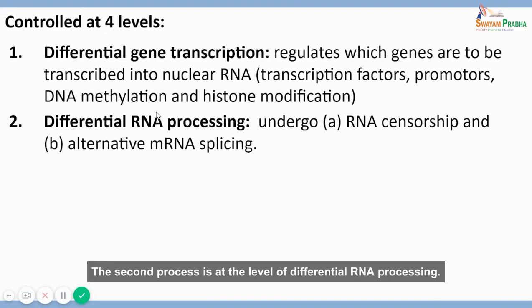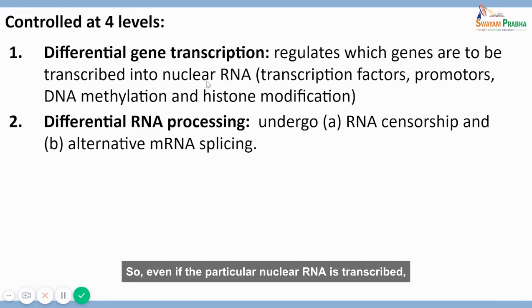So even if a particular nuclear RNA is transcribed, there is no guarantee that it will enter the cytoplasm and create a functional protein in the cell. To become an active protein, this nuclear RNA must undergo RNA censorship. That is, it has to select which nuclear transcripts will enter the cytoplasm as mRNA and which will not. And the second process, it has to be processed by alternative mRNA splicing.